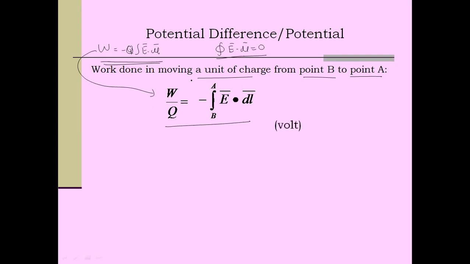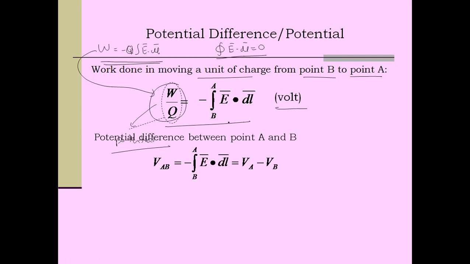So this equation, which is work per unit charge, is also defined to be a potential, in which the unit for this potential is given by volt.